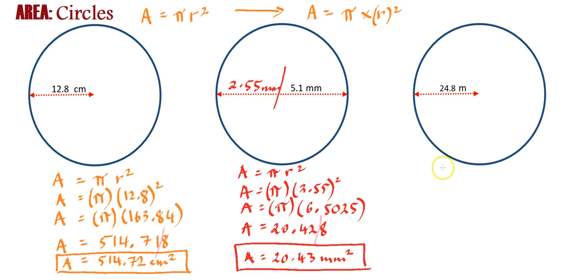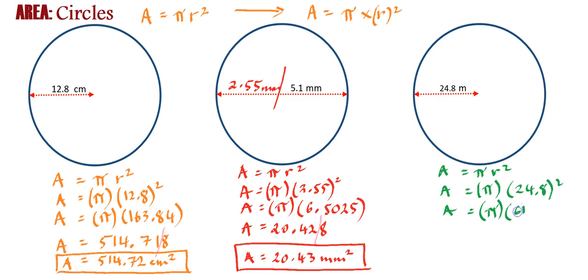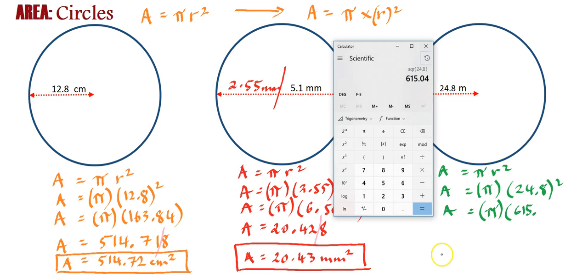For the last question over here, same approach. So we just have area equals pi r squared. And you can see here that the radius is given to us. Luckily, that's nice and simple. So it's going to be 24.8, and it's going to be squared. And so it'll be pi times, so we have to find 24.8 squared. 24.8 squared is 615.04.